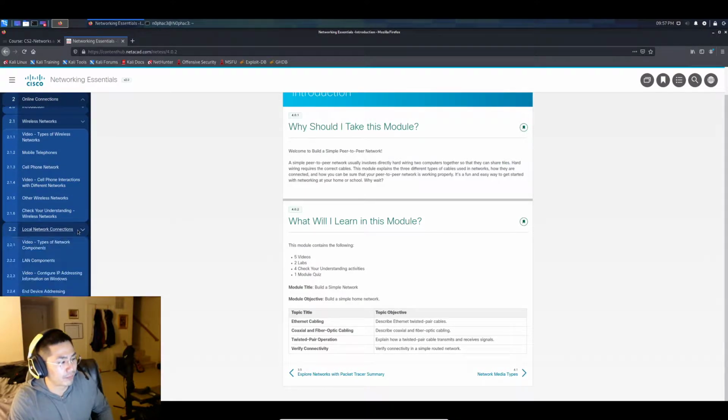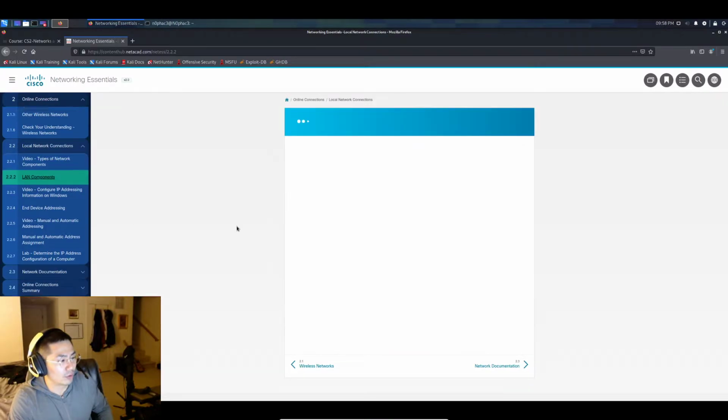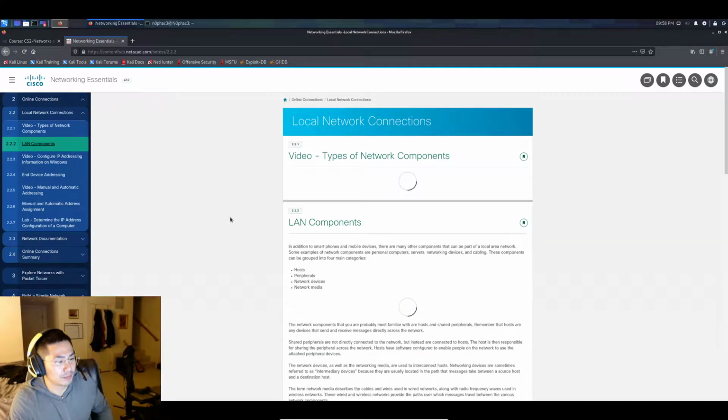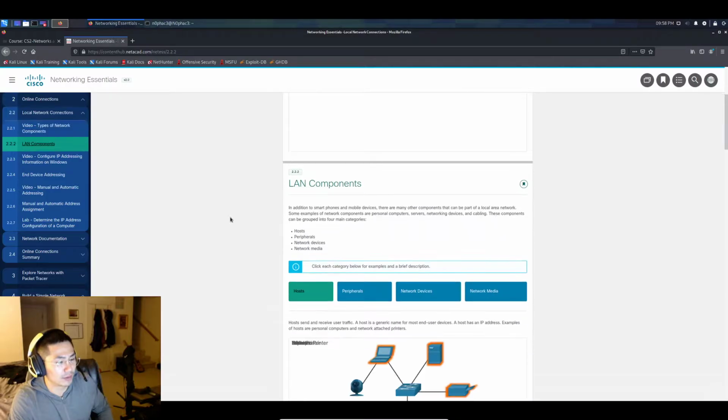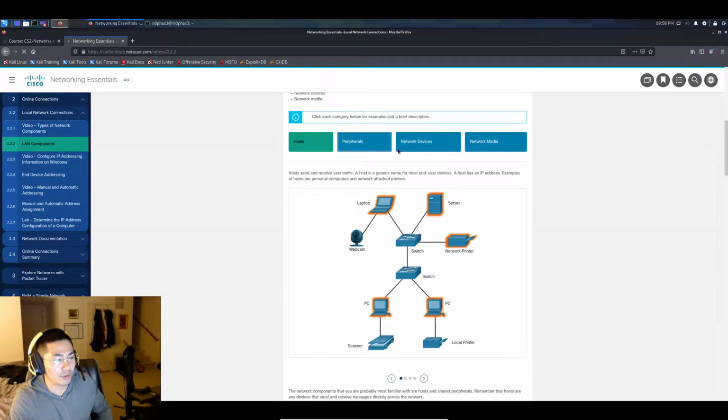We talked about the different ways that a local area network can be made up of host devices, peripheral devices.